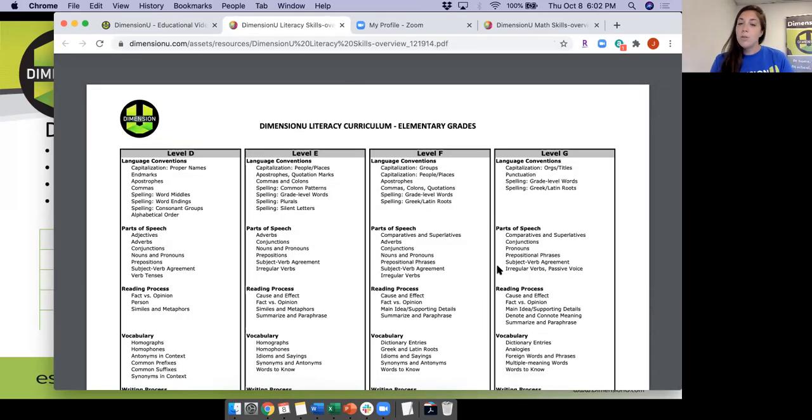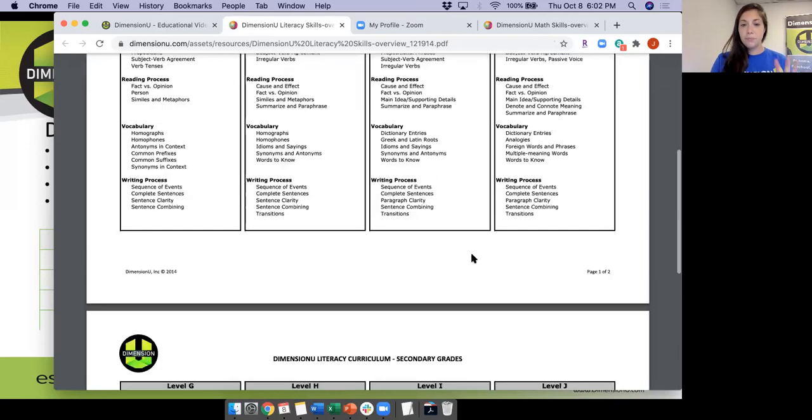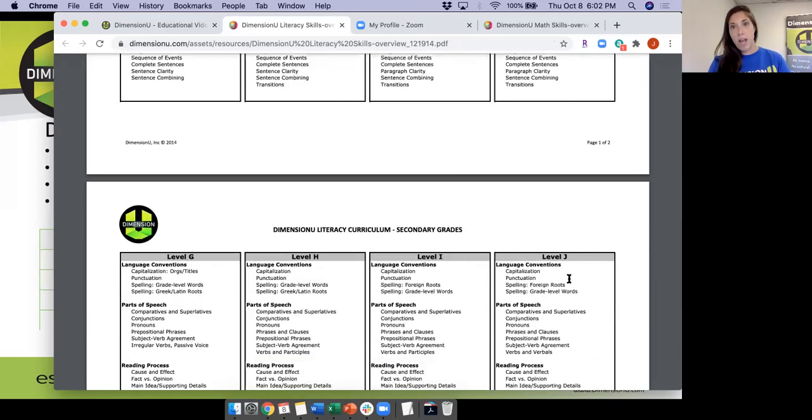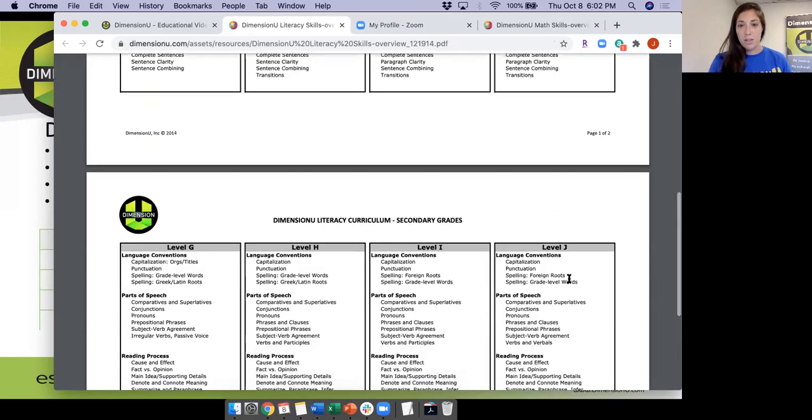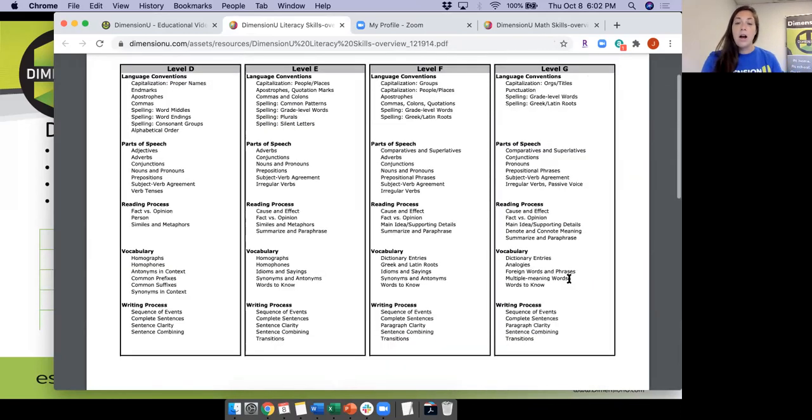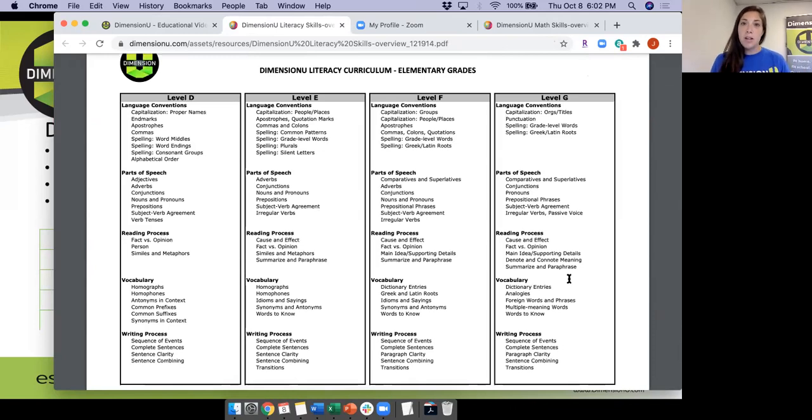You'll notice the levels are broken up exactly the same: D through G for elementary, and G through J instead of algebra for the middle and high school students. Okay. Now, I'd like to mention that your students can be working on math or language arts, still play together in the same grade, in the same game room. They can also be on any level they need.